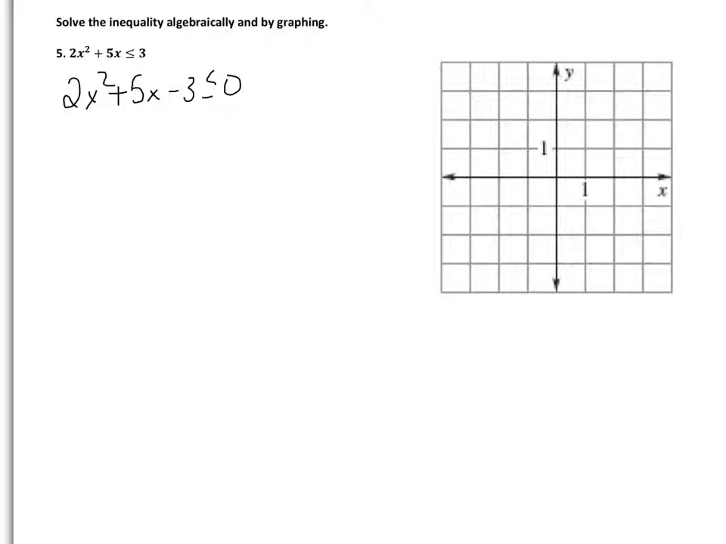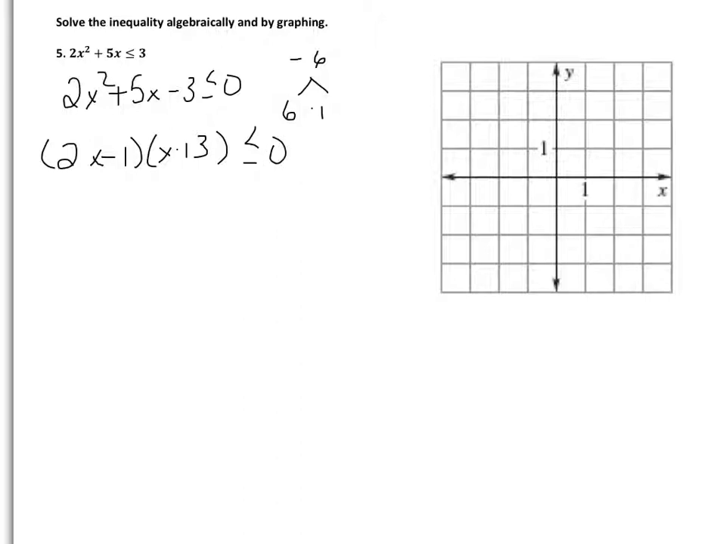So see if you can factor. You do negative 3 times 2 is negative 6. So it's got to multiply to negative 6 and add to positive 5. So you would have 6 and 1. So if we say negative 6, positive 5, you have positive 6, negative 1. So I would have (x plus 3)(2x minus 1) less than or equal to 0.